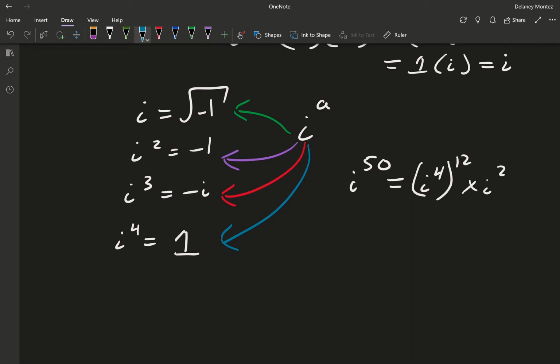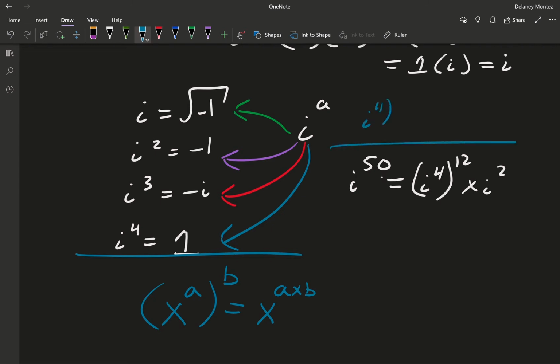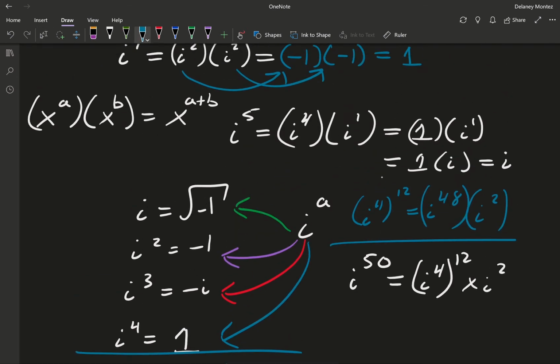When you have something like this as an exponent, if you have x to the a and you raise that to the b, that's really the same thing as doing x to the a times b, right? So that's all we're doing here. Our a is 4 and our b is 12. So I'll write up here for our scratch work, i to the 4 to the 12 is really just i to the 48, right? And then again, what is it multiplied by? Well, it's multiplied by i squared. And we know from up here that we have this property and they're being multiplied, you just add them. So this would give us i to the 50, right?